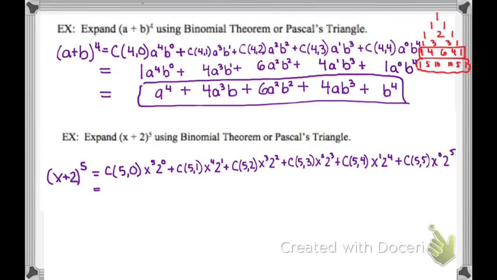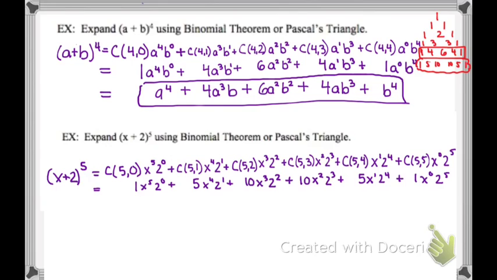So this will be 1 x to the 5th times 2 to the 0 plus 5 x to the 4th times 2 to the 1 plus 10 x cubed 2 squared plus 10 x squared times 2 cubed plus 5 x to the 1 times 2 to the 4th plus 1 x to the 0, 2 to the 5th.